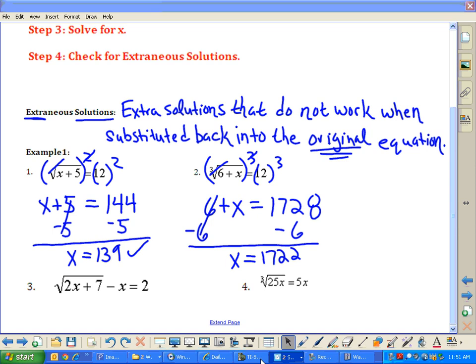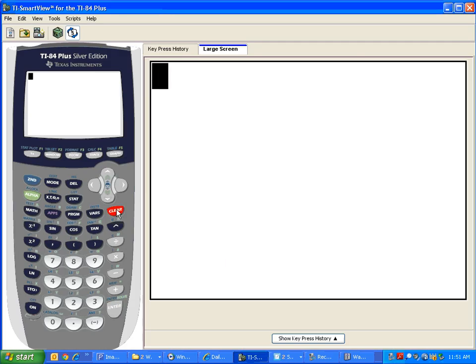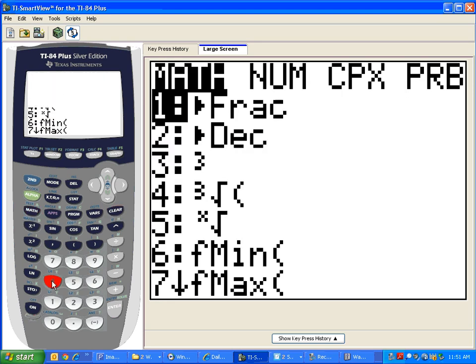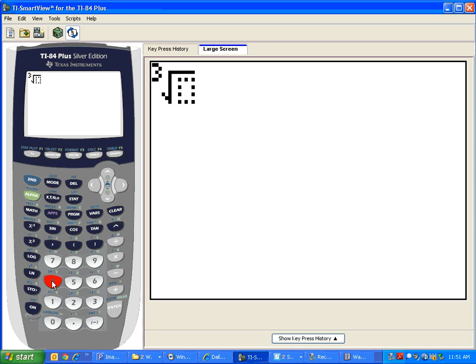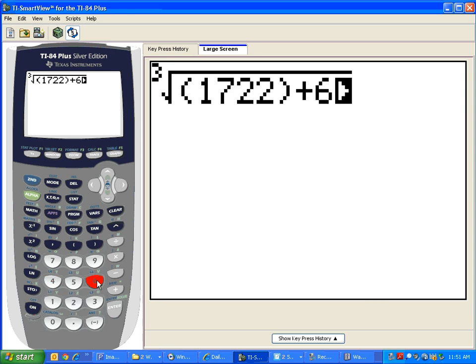You could also check these in your calculator. I just wanted to show you where those buttons are real quick. If you want to take the cube root of something, just a little reminder, it's in your math menu, and it's the 4th option down. And we're checking right now 1722 plus 6. Oh, look at that. 12 is my answer. So it worked out. Pretty cool. Questions about that?